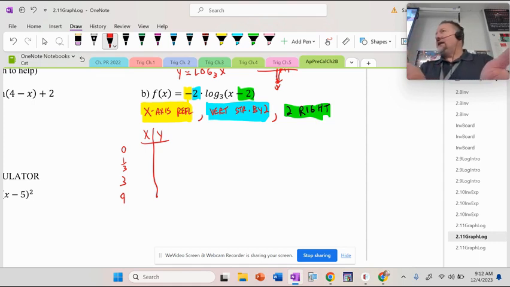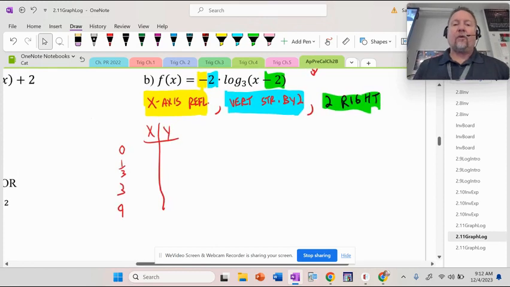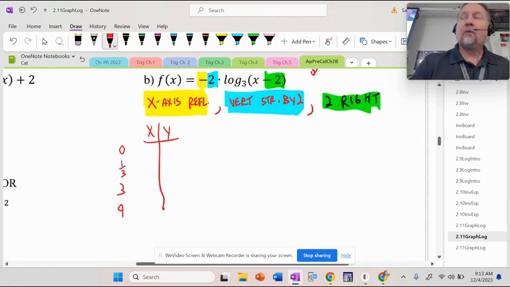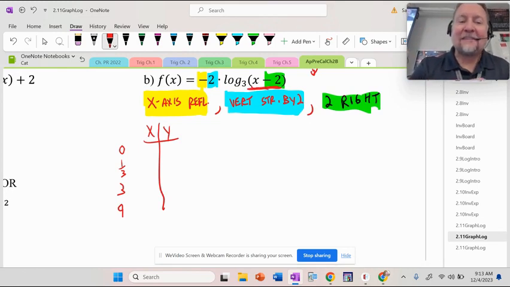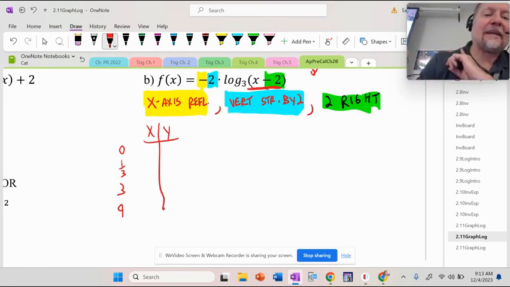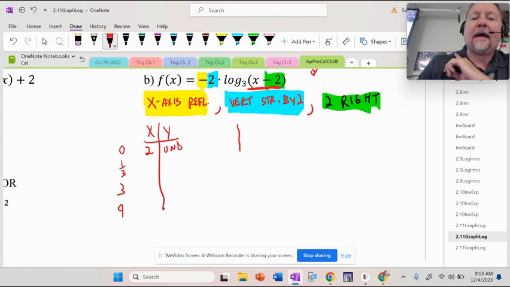So number 1, how do I get 0? What do I input for x right here to get this to be 0? One person said it, everyone say it. 2. That is the undefined value. Right off the bat, I'm going to the graph. I'm going right there.